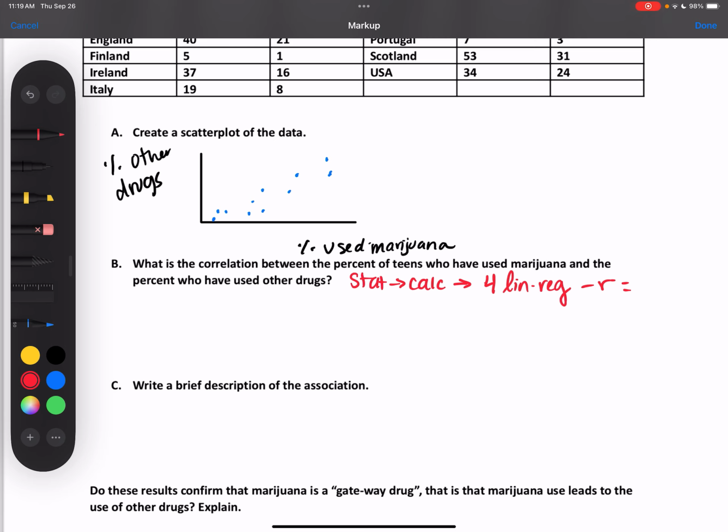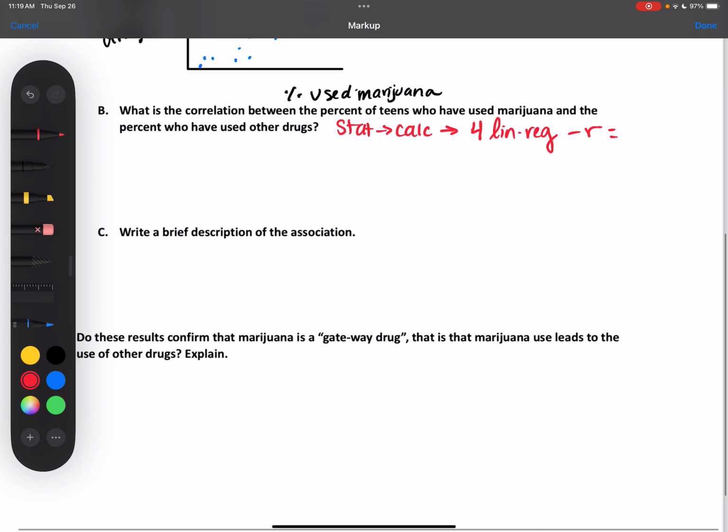So the next thing is, what is the correlation between the percent of teens that have used marijuana and the percent that have used other drugs? Basically we just want to see if there is a relation between marijuana use and other drugs. And this correlation coefficient is going to tell us that. So we hit second quit to get out of your graph. We would hit the stat button.